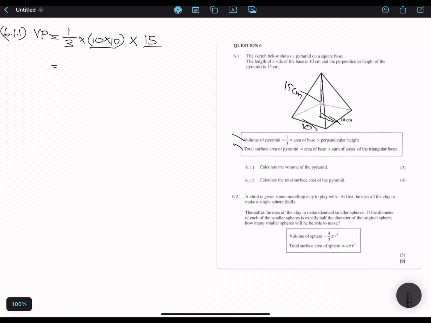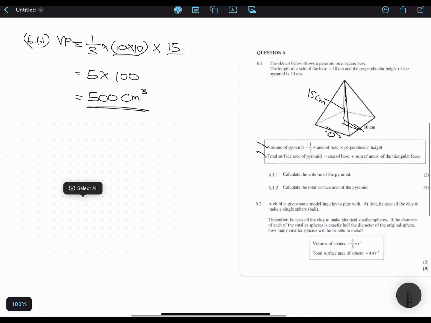Because it's the volume, obviously at the end we are going to have centimeters cubed. Let me just simplify it. It's going to be 1/3 multiplied by 15, which is 5, multiplied by 100, which is equal to 500 centimeters cubed. So that is the answer for the first question, the volume of the pyramid.